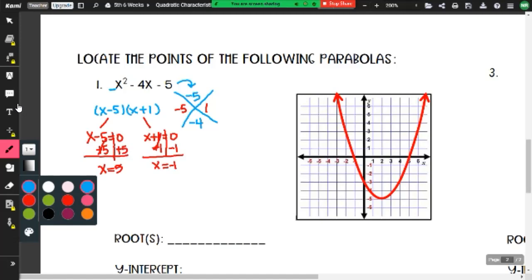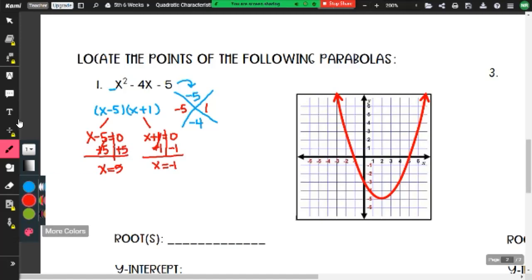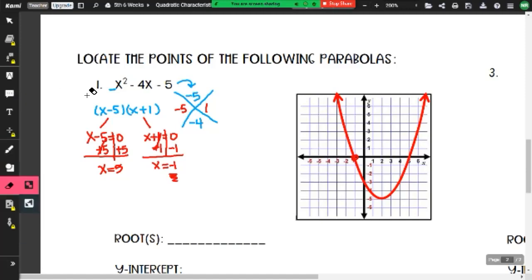Now, can someone tell me what the left x-intercept is on the parabola? -1, 0. See that? What about the one on the right?